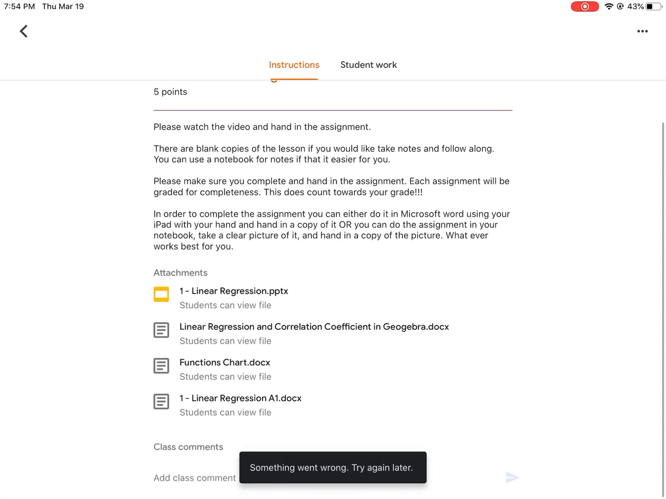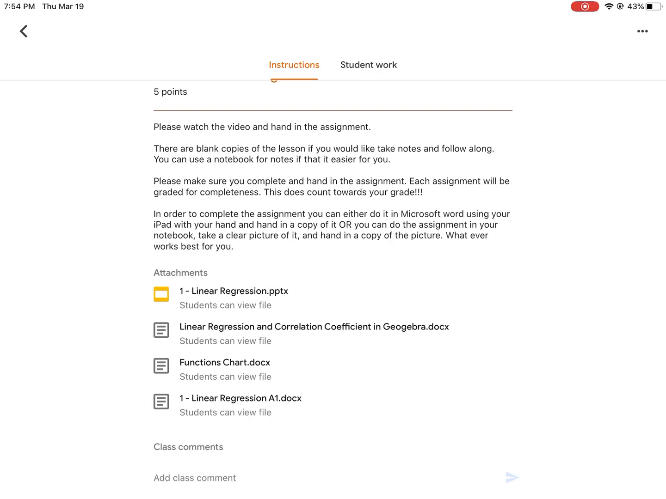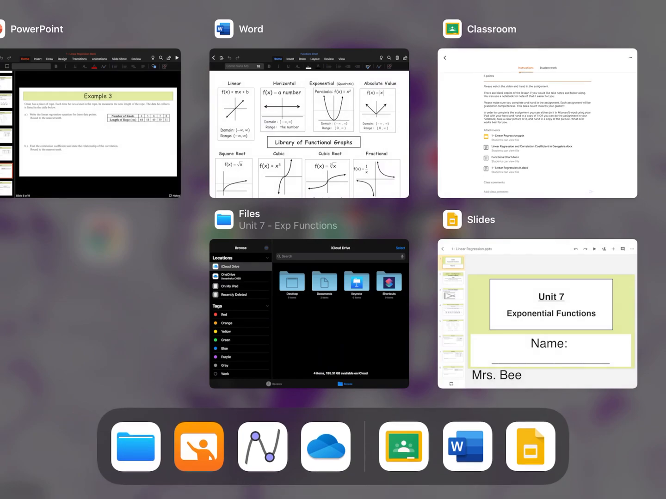And if you look at the other attachments on the bottom, linear regression and correlation coefficient in GeoGebra, functions chart, and linear regression A1. All of those things you're going to be opening at some point. So let's start the lesson. And throughout the lesson, I'm going to be opening up the linear regression and correlation coefficient in GeoGebra page and the functions chart. So you're going to need both of those things if you want to open them up on your iPad as well. So I'm going to take you to the lesson now. We're going to begin.